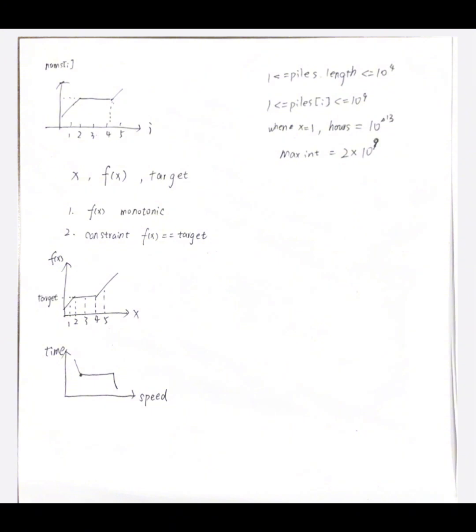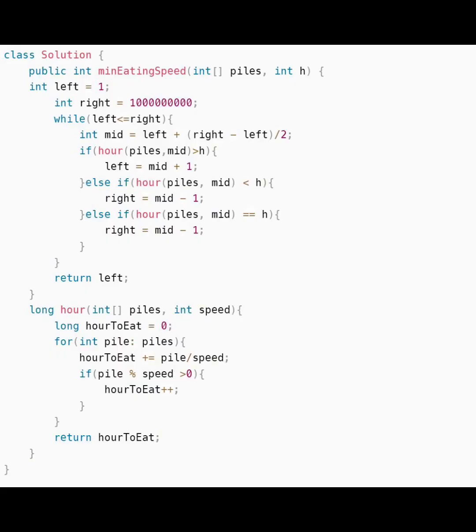So let's look at the code. We're gonna write a function about the hours and the speed. We will have the input speed, and we're also gonna input the piles array, and we're gonna return the hours for the corresponding speed. For this problem, obviously it's a function of the speed, and it returns the hours.